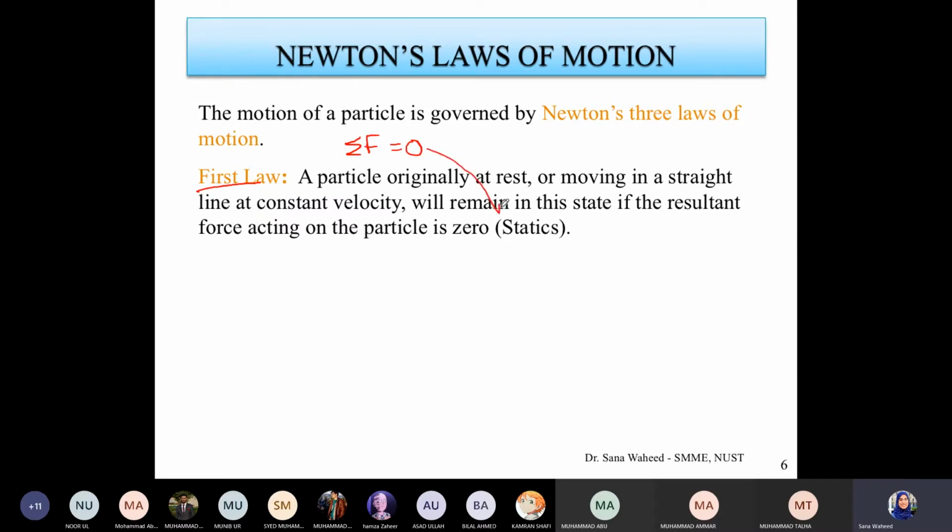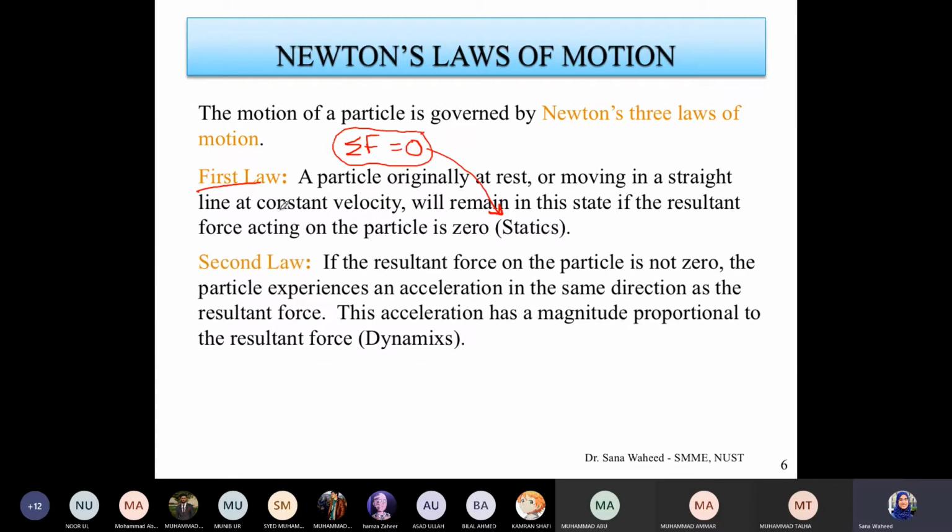And that's why we've been considering it all over in statics. Note that this first law and the equation I've written right here, the summation of F equals 0, is also known as the equation of equilibrium, right? This is the equation of equilibrium. There are many ways to refer to the same thing, but this is basically the first law of motion.